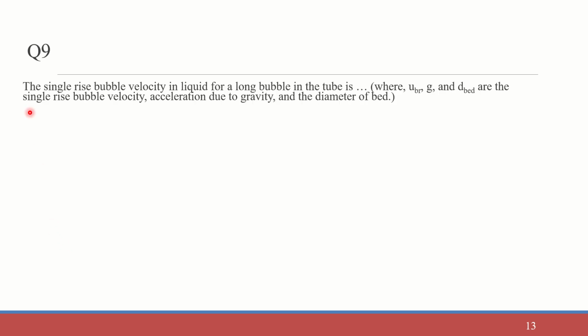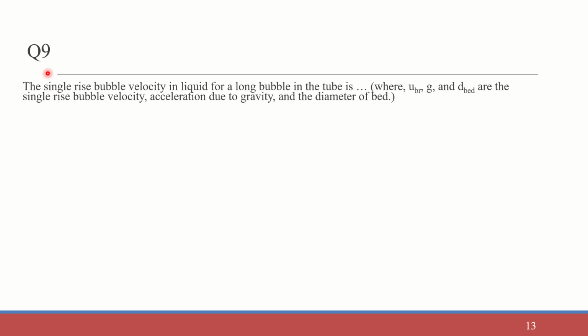In question 9, it is given that the single rise bubble velocity in liquid for a long bubble in the tube is dash. In that particular equation, UBR represents the single bubble rise velocity, that is the bubble rise velocity for a single bubble, g is the acceleration due to gravity, and d bed is the diameter of the bed.